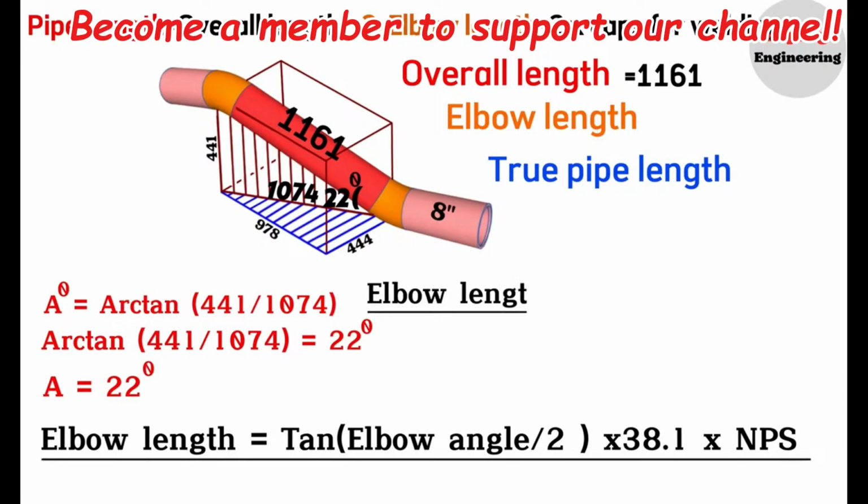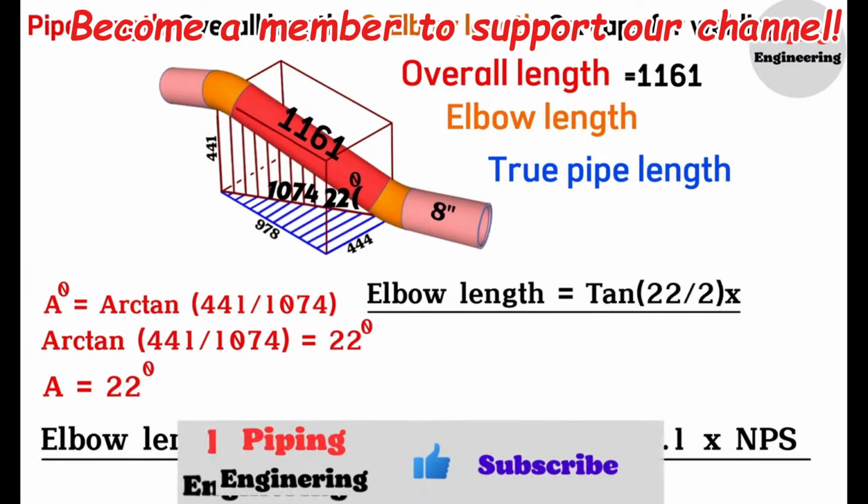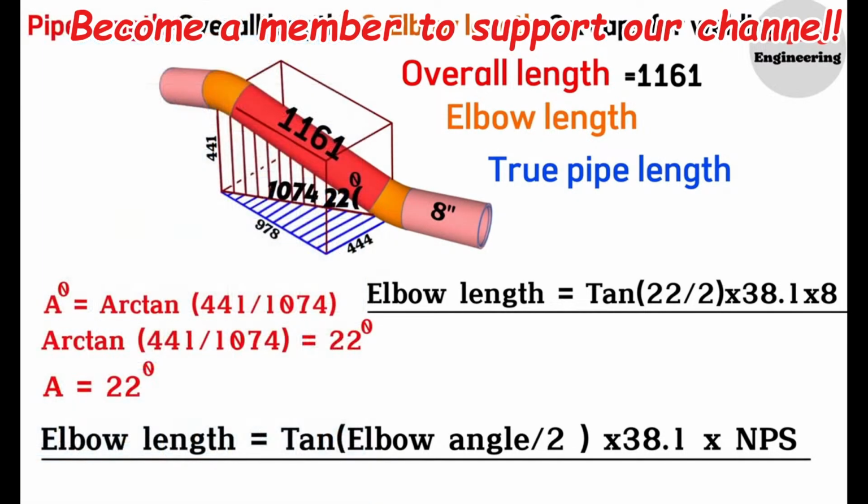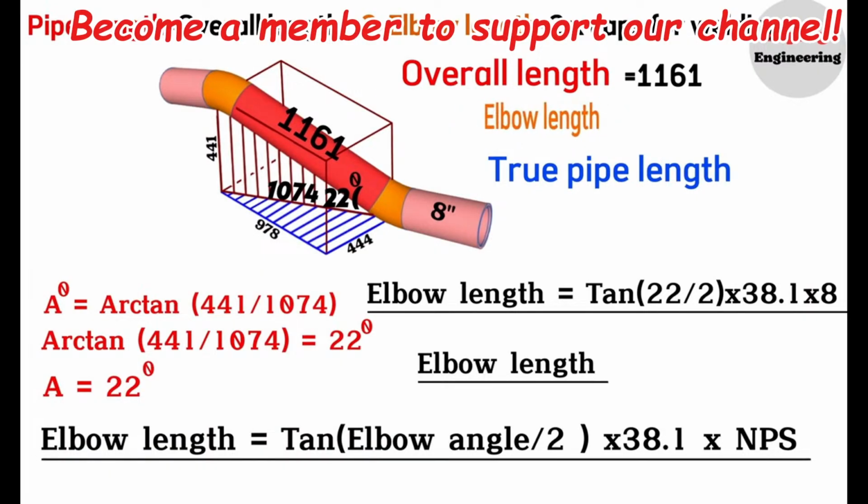So, our elbow length will equal the tangent of 22 divided by 2 multiplied by 38.1 multiplied by 8. Using a scientific calculator, this will equal approximately 59 millimeters. So, we calculated and found that the length of the 8-inch 22-degree elbow is 59 millimeters in this pipeline.